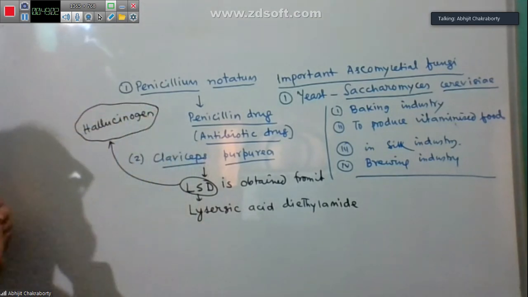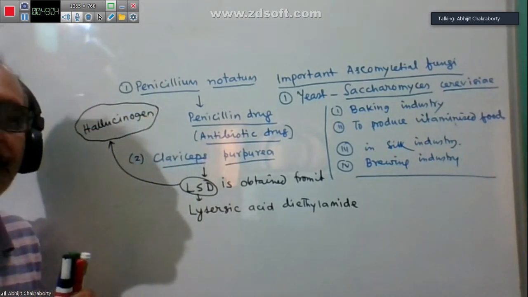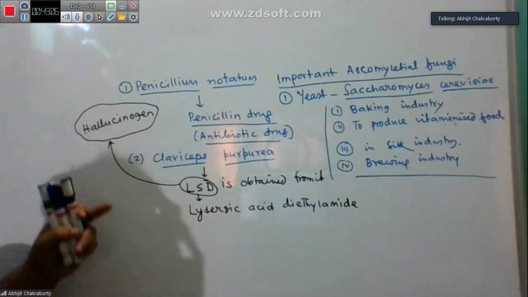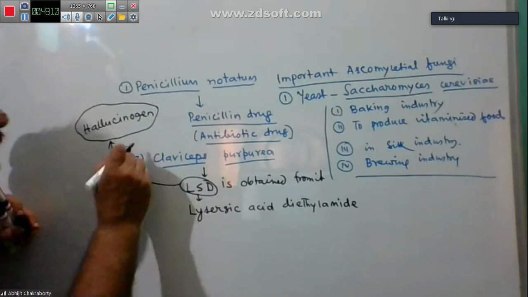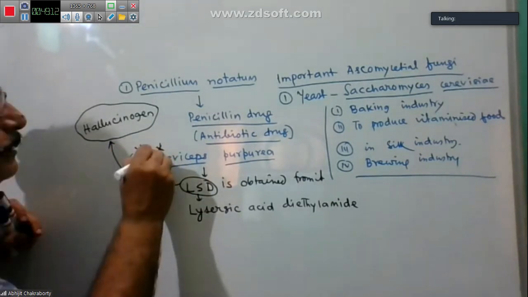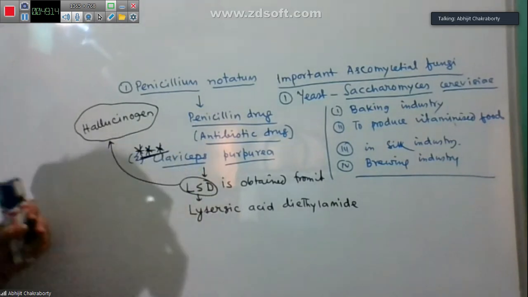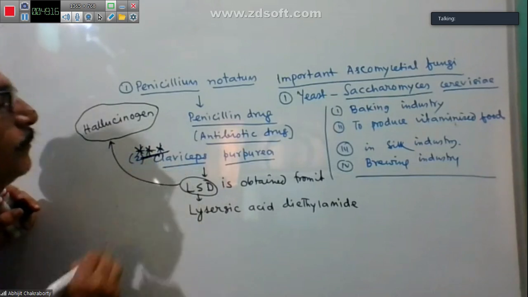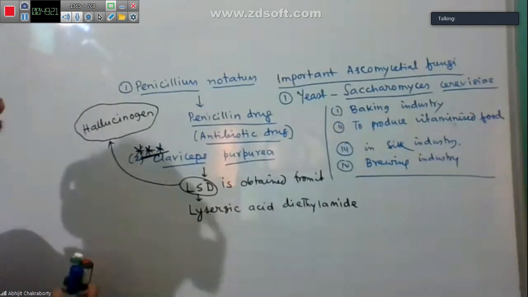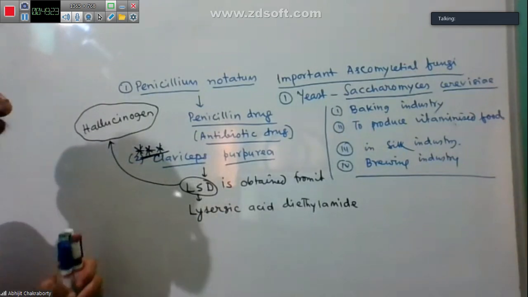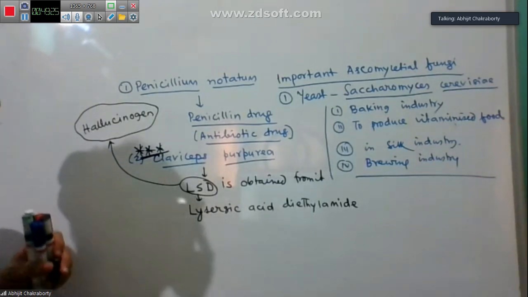A drug-developing fungus is the hallucinogen. So it is the most important question coming in the entrance. Remember this thing. Claviceps purpurea is an ascomycetial fungus from which LSD is obtained. Remember this thing.